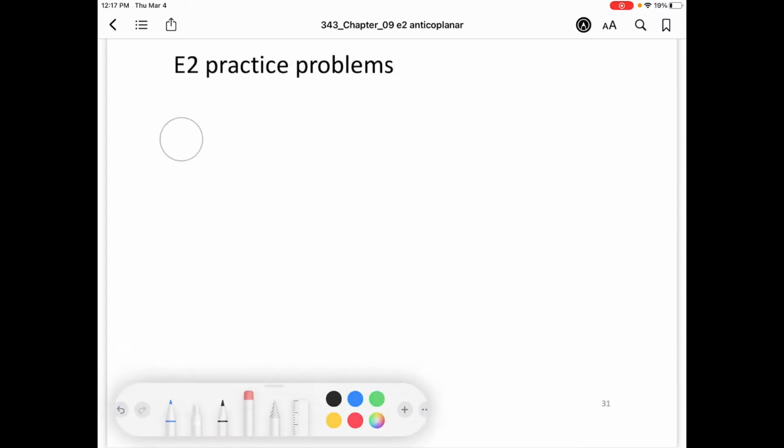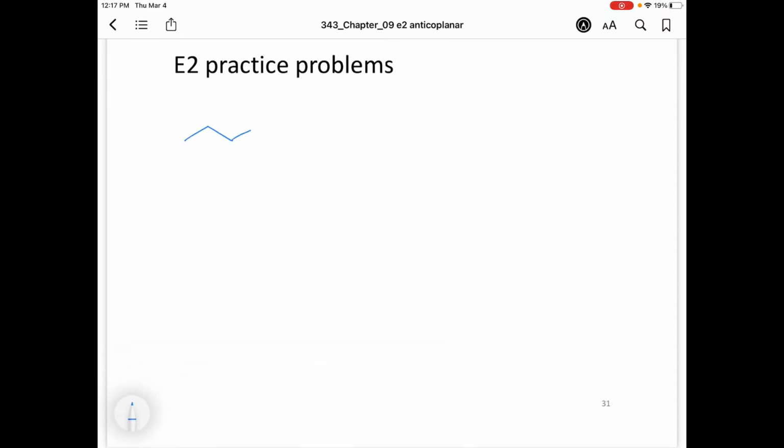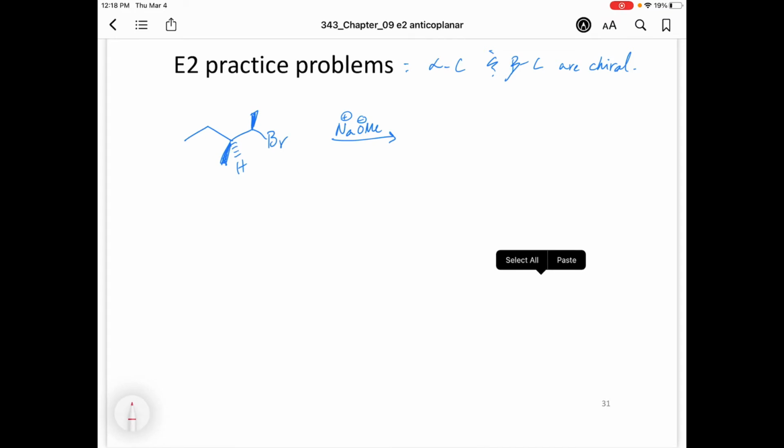Let's do a practice problem together. In this practice problem, we're going to have our alpha and our beta carbon be chiral, and we're going to look to see how this anticoplanar business is involved. So in this case, both our alpha carbon and our beta carbon are chiral. Let's label them. We're going to do this reaction with sodium methoxide. This is our alpha carbon, and our beta carbon of interest is this one.